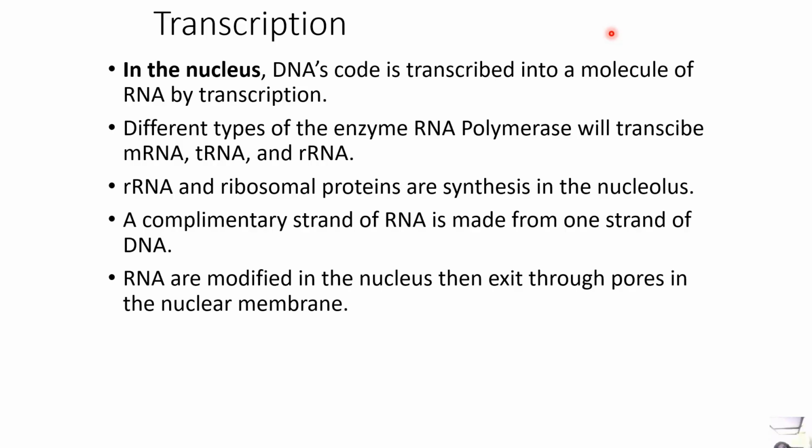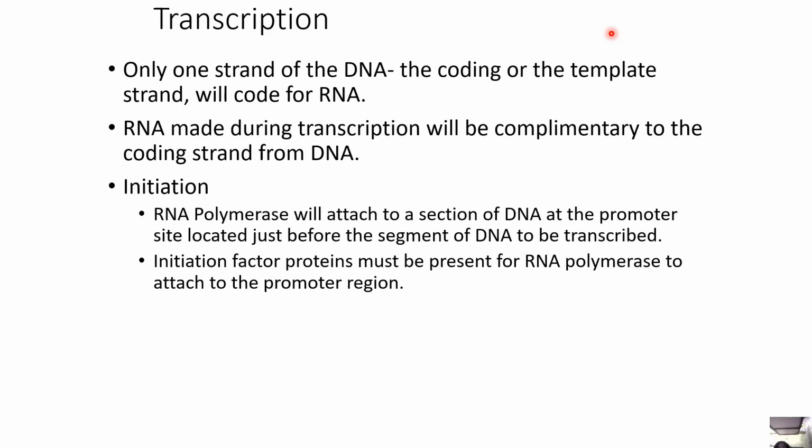So in the nucleus, the DNA code is transcribed into a molecule of RNA by transcription. Different types of the enzyme RNA polymerase will transcribe the different RNAs, including ribosomal RNA, in the nucleus. Each type of RNA is made from one strand of DNA. The RNA then exits through the nuclear membrane. Only one strand of DNA, the coding strand, will code for RNA. RNA made during transcription will be complementary to the coding strand of DNA.